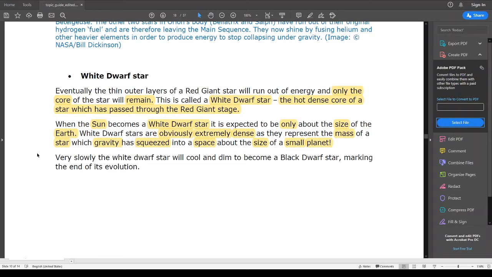This is a very slow process. Very slowly the white dwarf star will cool and dim. As it becomes cool, its temperature falls and it becomes more and more dim, and it finally becomes a black dwarf star, marking the end of its evolution. That's the end of the life cycle of an average star. This is where the life cycle of an average star ends. Okay? So, any question thus far?